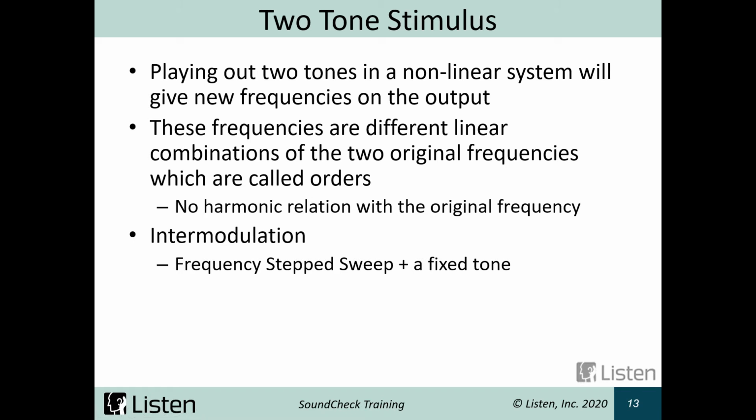The first type of two-tone stimulus is intermodulation. This is built of a frequency step sweep plus a fixed tone. So one signal will always play one frequency, then another signal simultaneously will sweep.